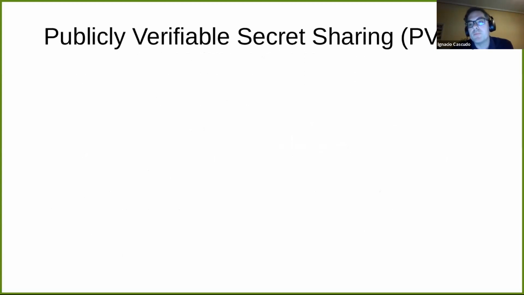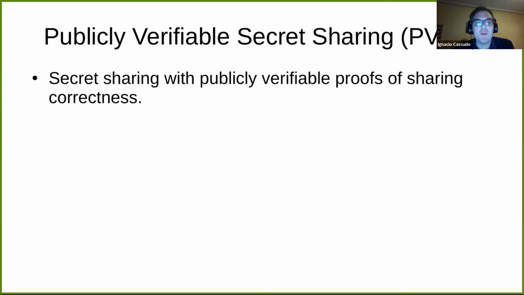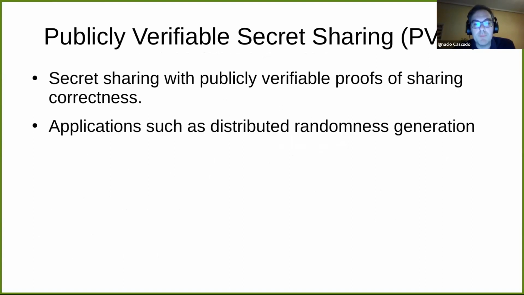So for that, we have the notion of publicly verifiable secret sharing, which was already introduced in the 90s. And this is simply a secret sharing scheme that has a publicly verifiable proof that the sharing that we are doing is correct. So basically what is going to happen is that we are going to publish shares in an encrypted form, and we are going to prove that the underlying plain text are a correct sharing of some secret. Now, this recently has had interesting applications, most notably for the construction of distributed randomness generators or randomness beacons.